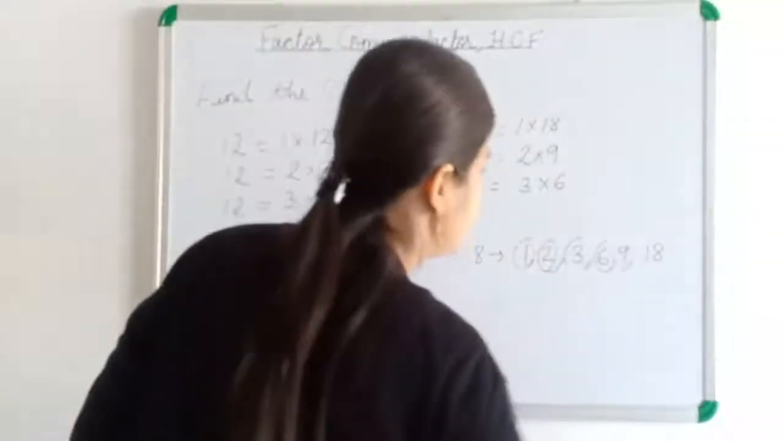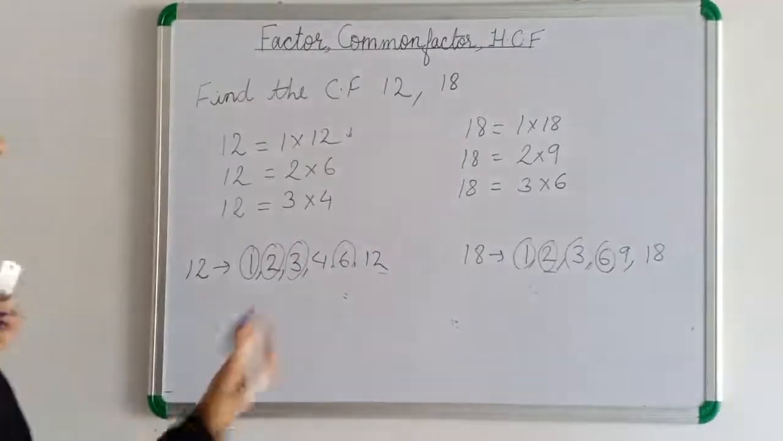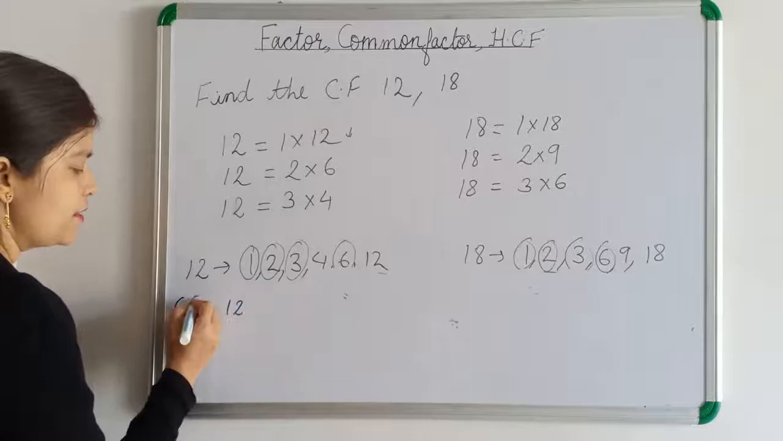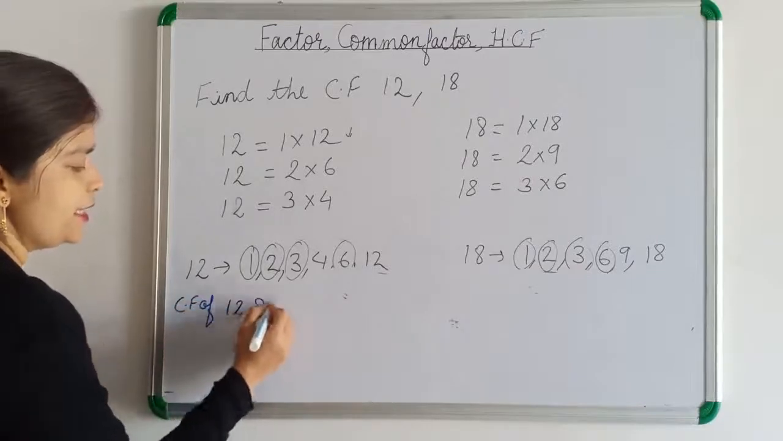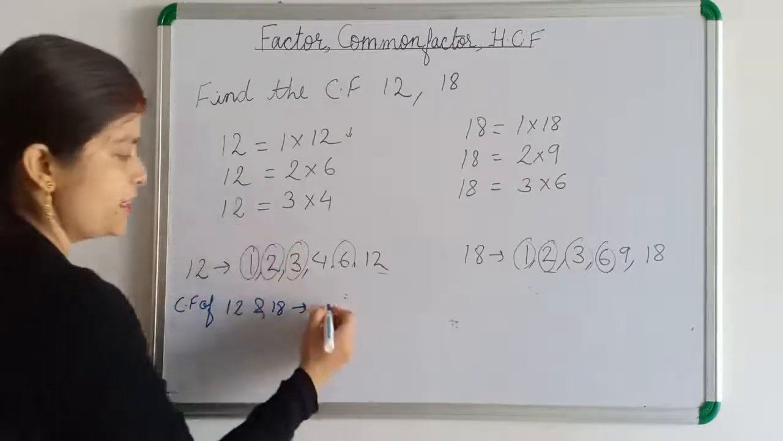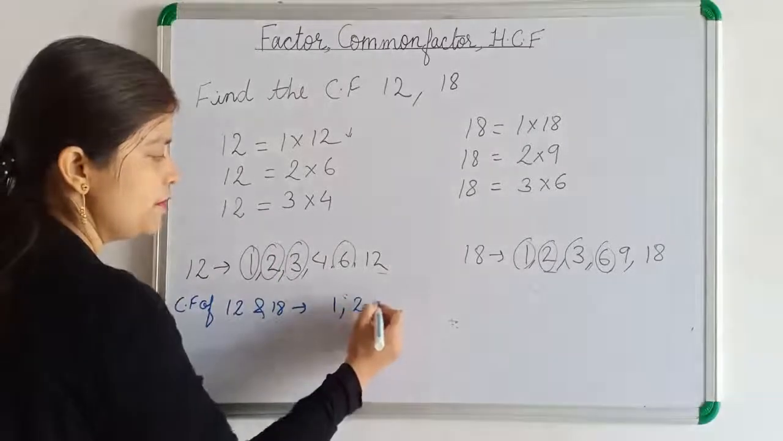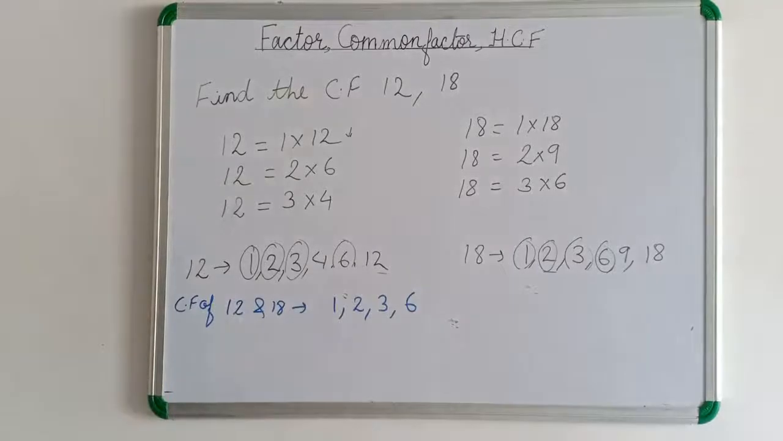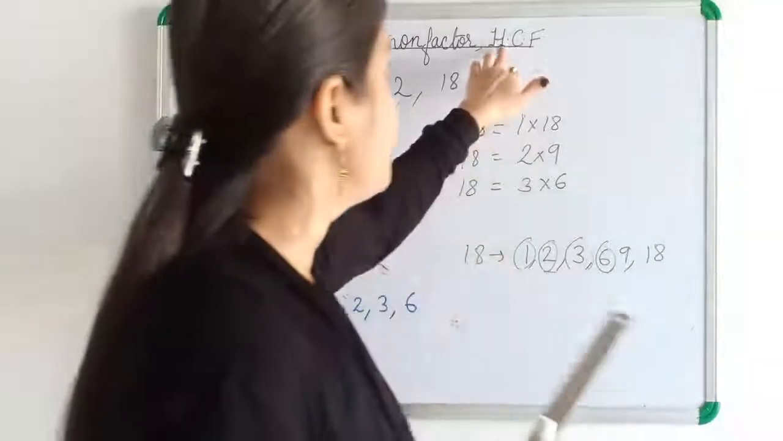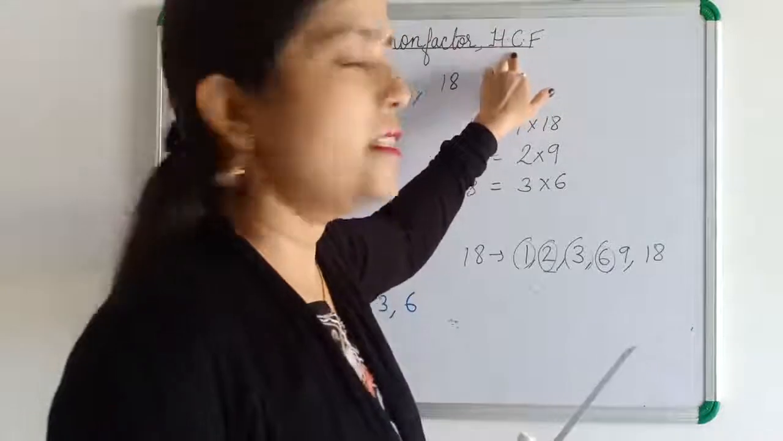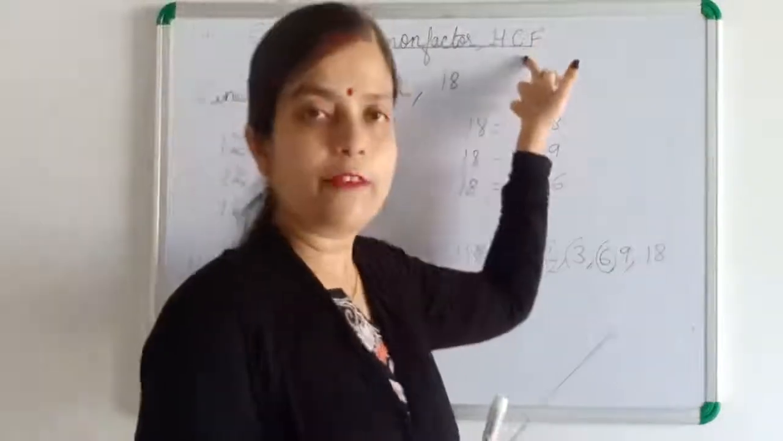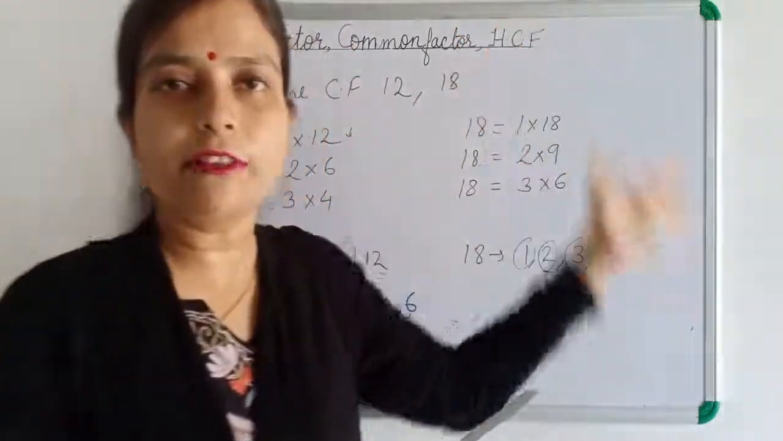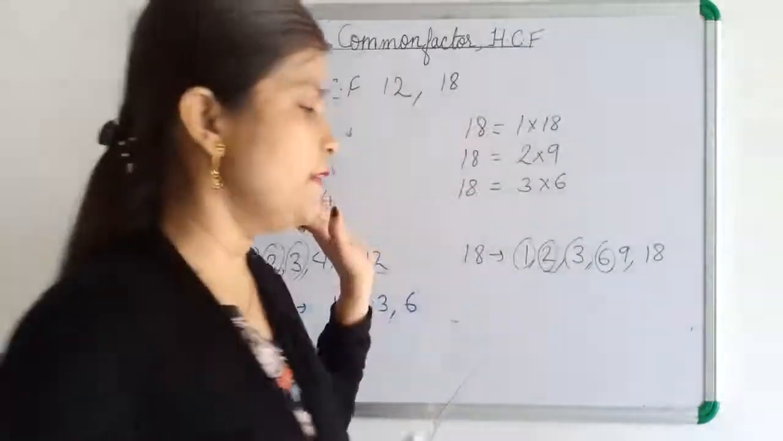Okay, by these numbers. Now you can see, if we write the common factors together, common factors of 12 and 18 together, I am writing only the common factors 1, 2, 3, 6. Which one is the greatest? What is the meaning of HCF? H stands for highest, C stands for common, and F stands for factor. Means highest common factor. Means we are talking about the common factor which is highest. That only we are talking.